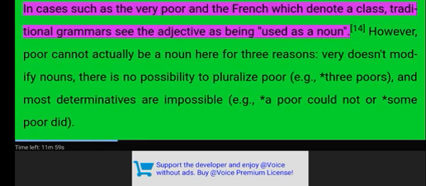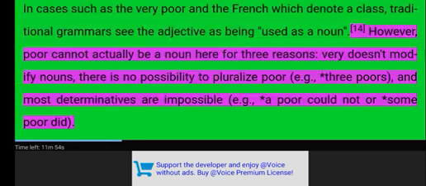Cases such as the poor in the French. In cases such as the very poor in the French, which denote a class, traditional grammar sees the adjective as being used as a noun. 14. However, poor cannot actually be a noun here for 3 reasons. Very doesn't modify nouns, there is no possibility to pluralize poor, e.g., 3 poors, and most determinatives are impossible, e.g., a poor could not or some poor did.